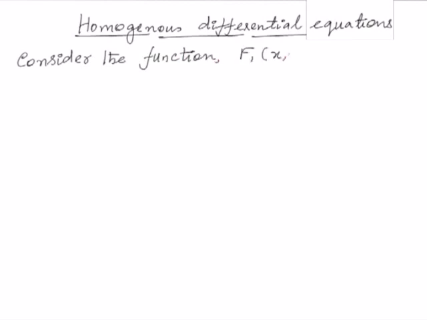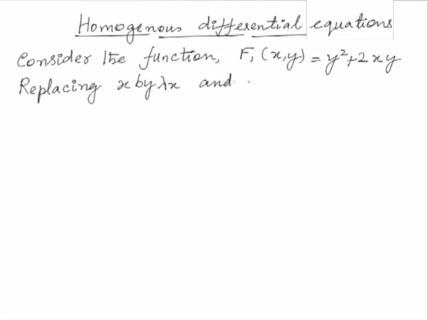f1 of x, y is equal to y squared plus 2xy. Now, replacing x by lambda x and y by lambda y, provided lambda is not equal to 0, in the function, if you arrive at f of lambda x comma lambda y to be lambda power n times f of x, y, then we can say that it is a homogeneous function.